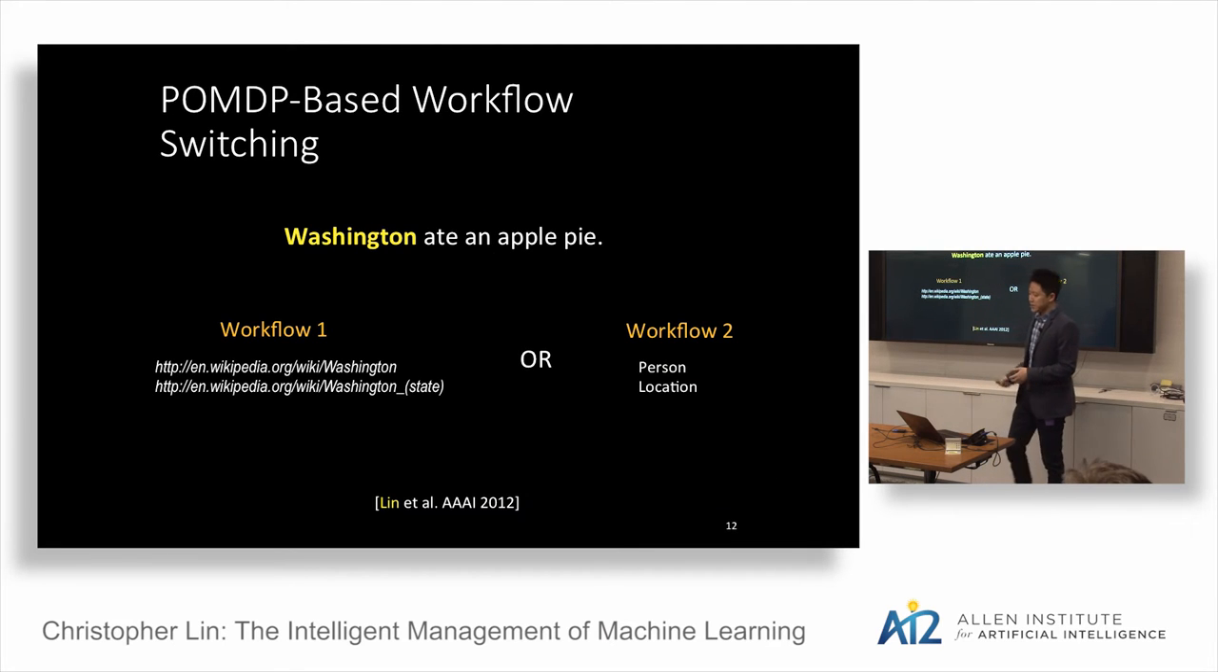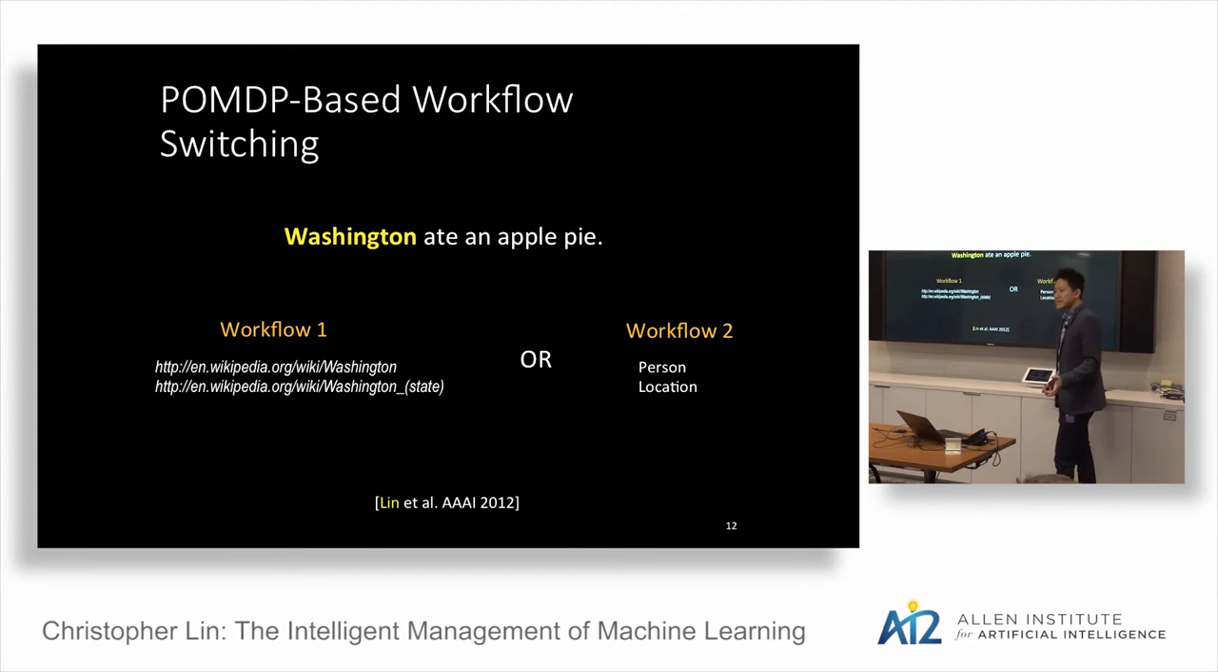In my AAAI 2012 paper, we looked at how we can dynamically switch between multiple workflows to label examples with higher accuracy. So what do I mean by that? Suppose you're trying to do entity linking, right? Suppose you have some sentence, like "Washington ate an apple pie," and you're trying to figure out whether Washington refers to the person or the state.